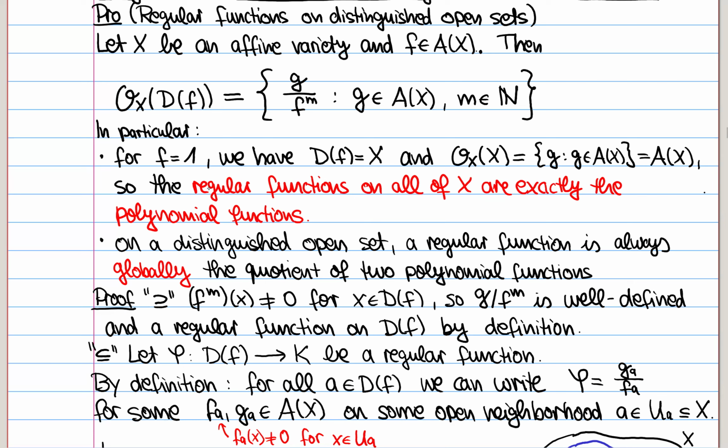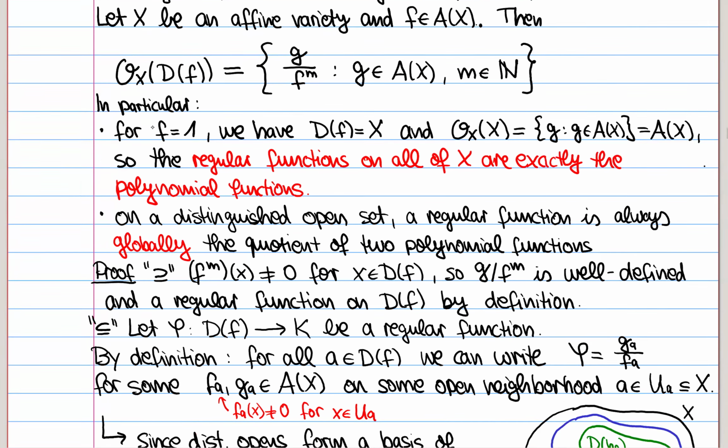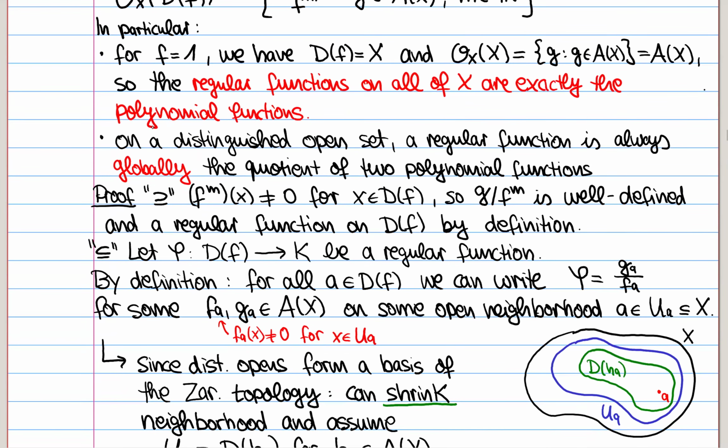And the proof has an easy part and a hard part. The easy part is this inclusion here. Well, if you have such a function, then first of all, it makes sense on D(f) because f to the m is non-zero, so you're allowed to divide by this. So this is a well-defined function on D(f), and it is a regular function because it's given by a quotient of polynomials. And so certainly all of these things are contained in here. The hard part is the other direction. And so let's get started with this.